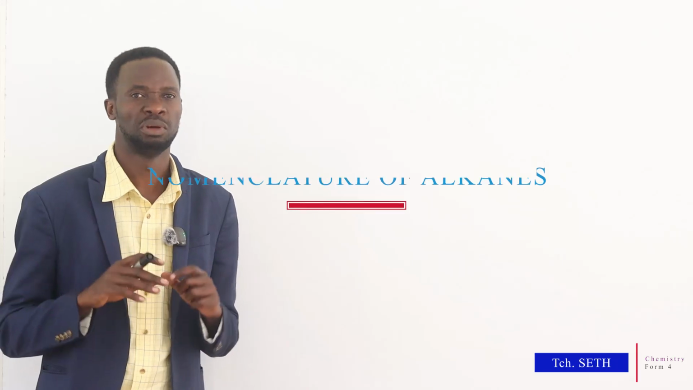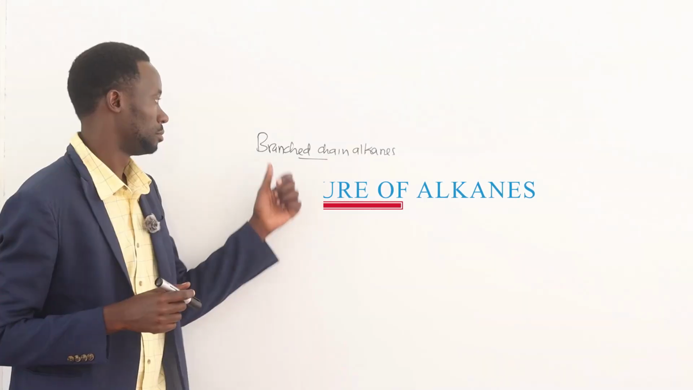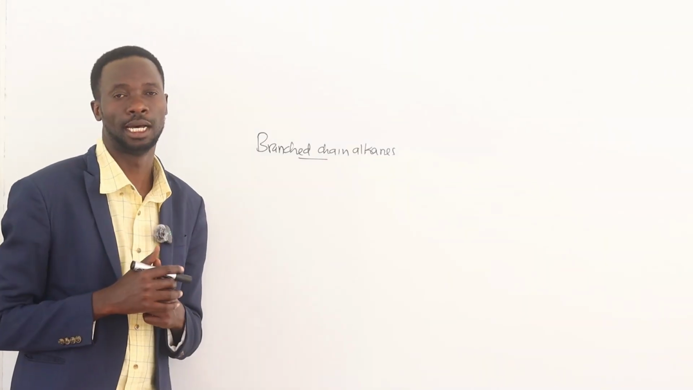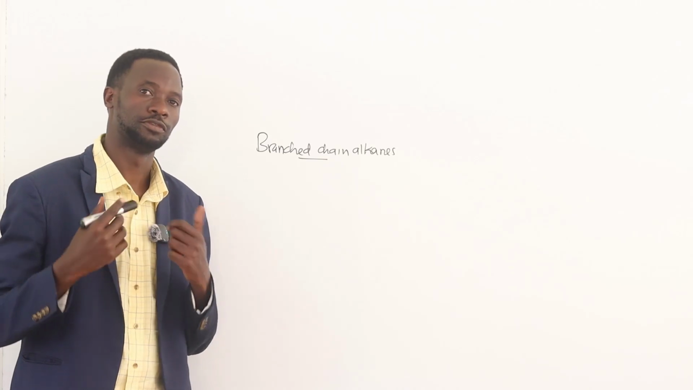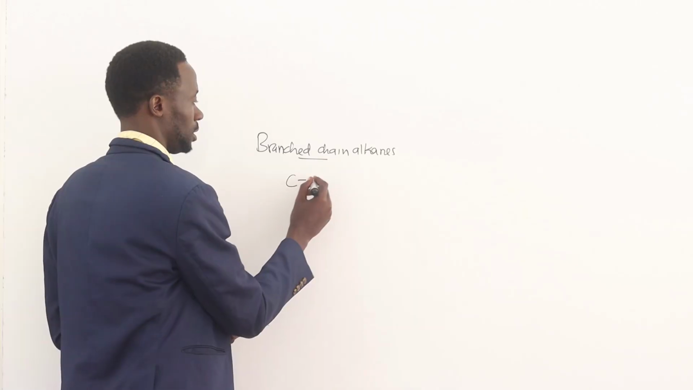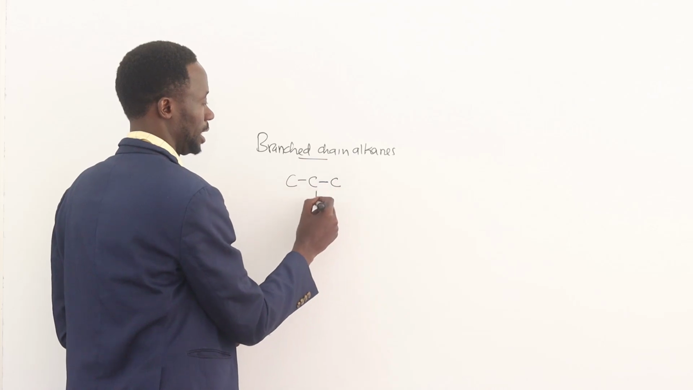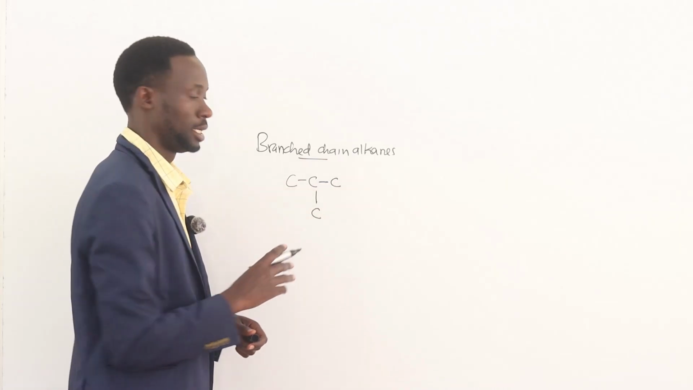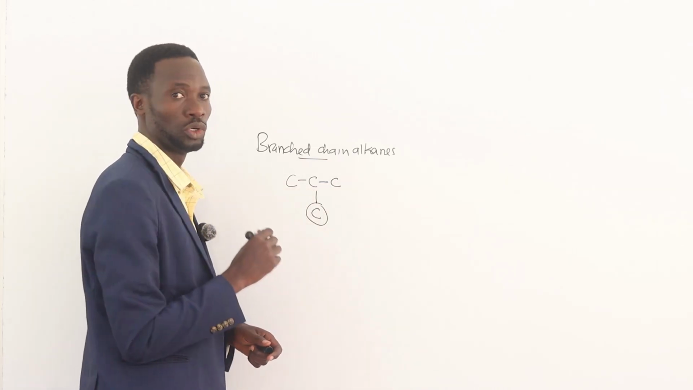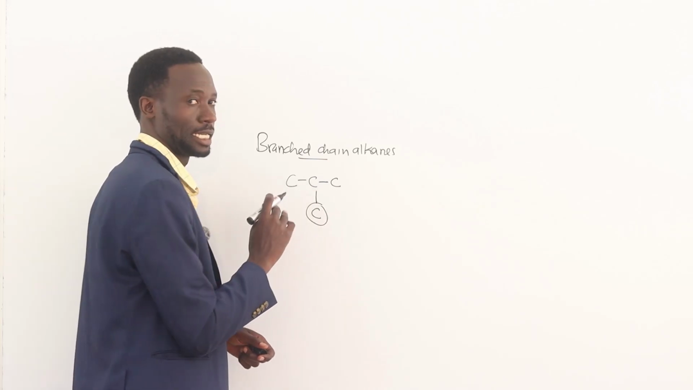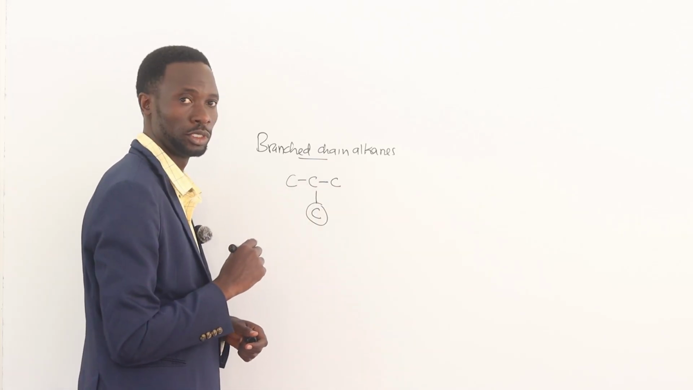Today we're going to see how you are going to name the branched chain alkane. Naming of branched chain alkane, you have to follow the rules. So the branched chain alkane is like this one. It consists of a branch or side group which is attached to the longest continuous carbon chain.